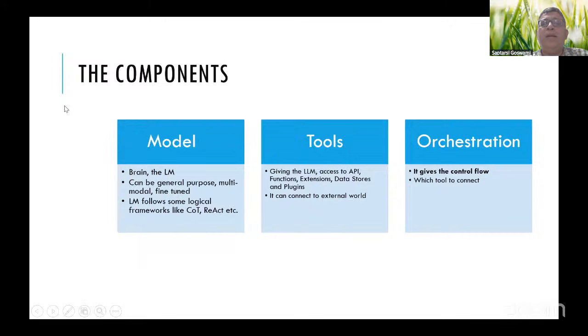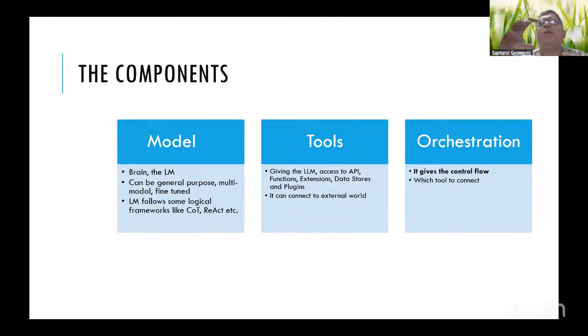We have already discussed this. The important components are your model, tools, and orchestration. The model is like the brain, which gives you access to an LLM. It is general purpose, and it can use frameworks like COT and ReAct, as I said. Then you have tools. The LLM needs to access some API or do some database search, so all these things happen through tools. This gives the models the hands and legs required to take some action. And then you have orchestration.